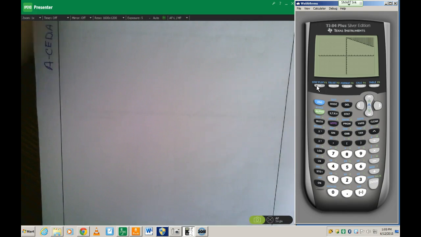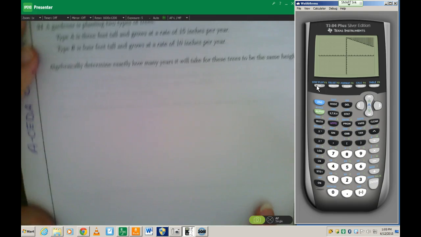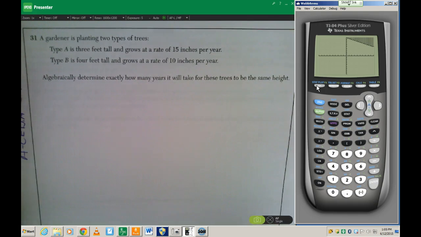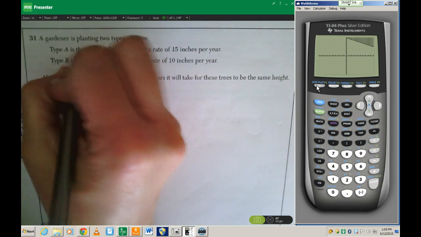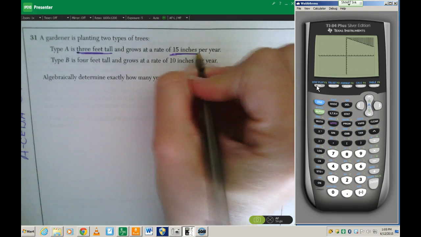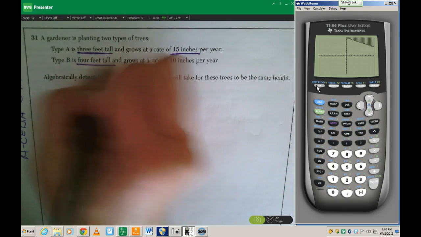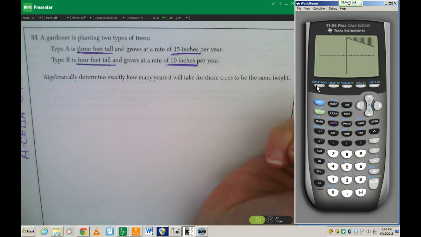This was a 2-point question, and it's really easy, but most kids made a really silly mistake. So let's see if we can do better than that. A gardener is planting 2 types of trees. Type A is 3 feet and grows 15 inches per year. Type B is 4 feet and grows 10 inches per year.